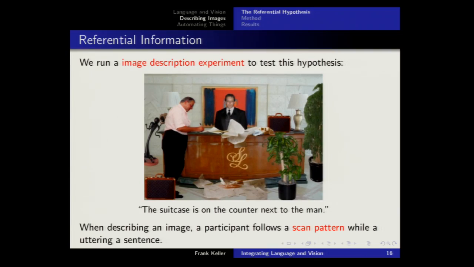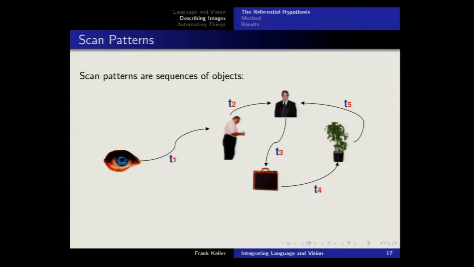And while they're doing this task, participants are following a scan pattern, right? So it's like, if you remember the picture with the motorcycle, participants made a sequence of fixations and looked presumably at a sequence of objects in the image. And this is called a scan pattern. And in an abstract sense, a scan pattern is just a sequence of objects.